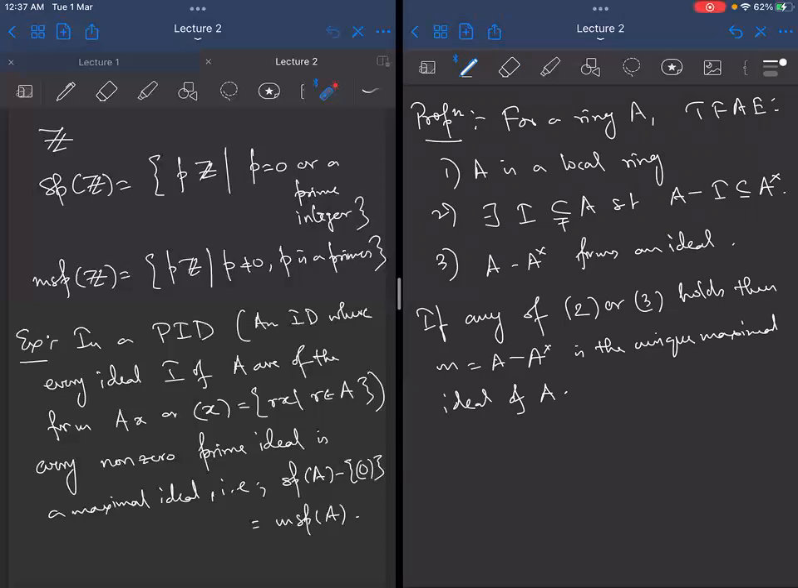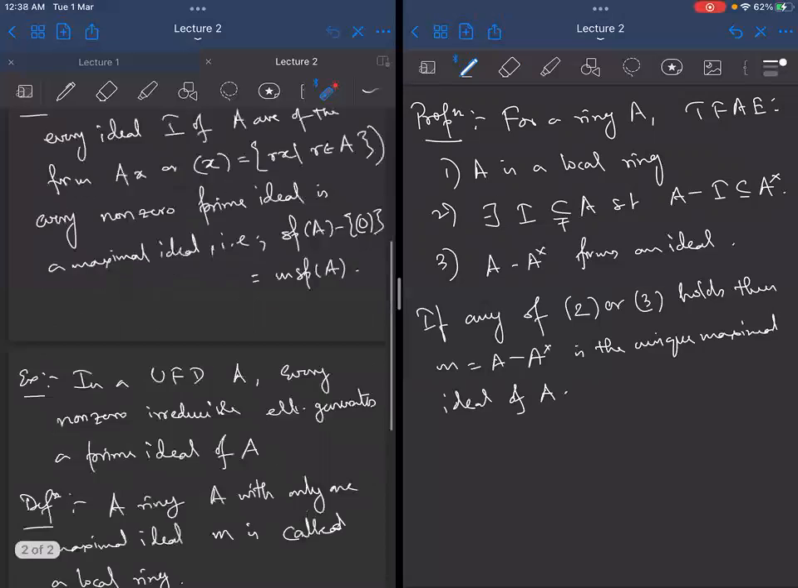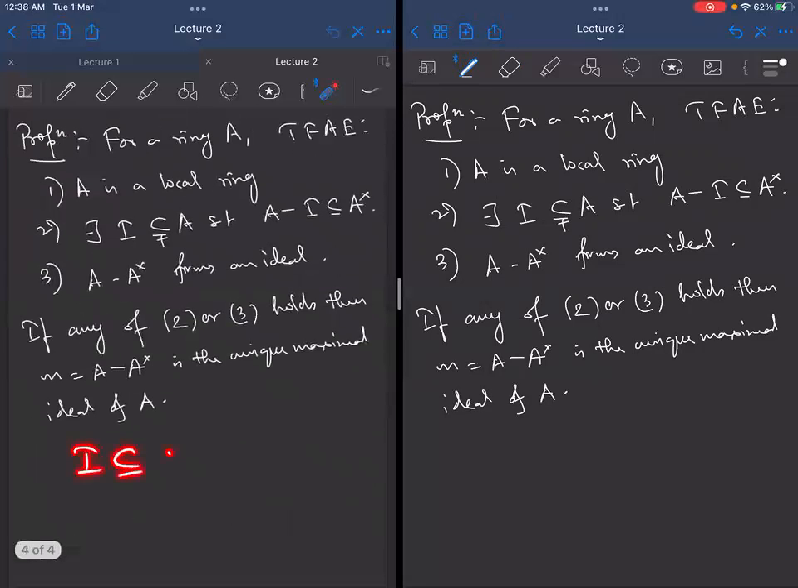And if 2 is satisfied, then for 3, observe that first of all, we know that there exists an ideal I such that the complement contains all units. So I, since it is a proper ideal, is a subset of A minus A star. This is what you already know. And now if you have an element of A minus A star, you want to show that this belongs to I, but whatever, it belongs to some maximal ideal M, right?